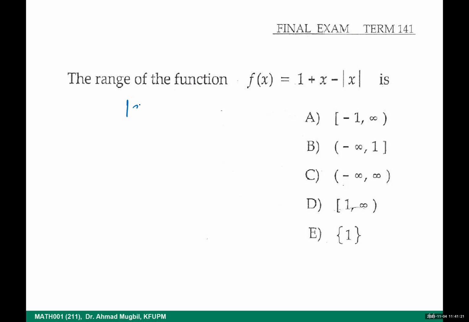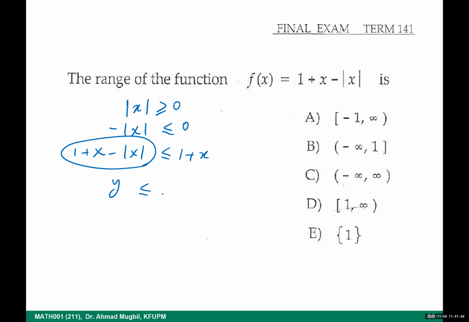You know that the absolute value of x is greater than or equal what? This is a fact. Multiplied by negative. This is exactly what you did. I have noticed that most of you did this. This will be less than or equal what? X. Then add 1, so it will be 1 plus x, right? So we add 1 plus x for both sides. So what is this? This is y. So y is less than 1 plus what?